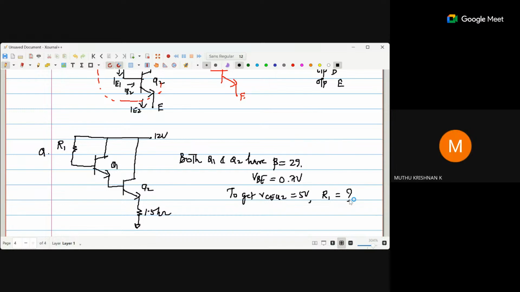What is VCE of Q2? VCE of Q2 is 5 volts. For that, what should be R1? Both have beta 29 and VBE is 0.7 volts.